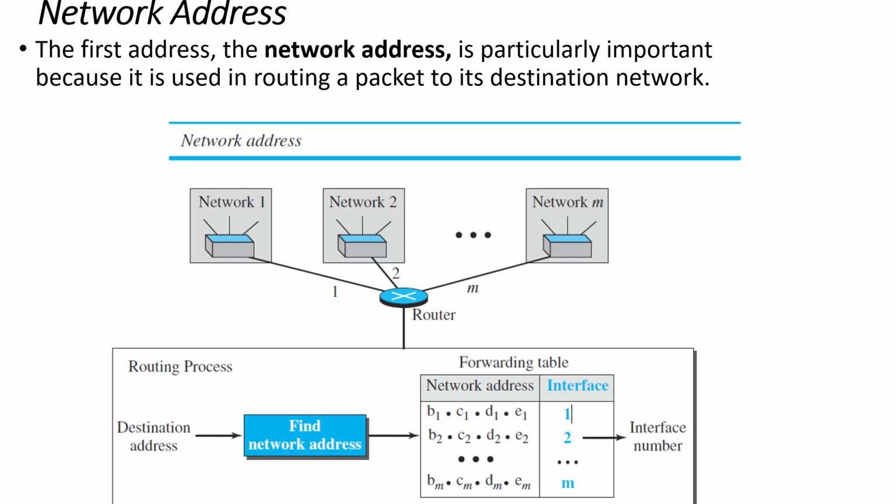So this figure shows the addresses. The first address, the network address, is particularly important because it is used in routing a packet to its destination network. So it consists of m number of networks, network 1, 2 and so on. All the networks are connected to a router, and in the routing process it takes the destination address and from this it finds the network address. The router uses the forwarding table, which consists of the network address and the interfaces. From all this information, it will find the destination network address.